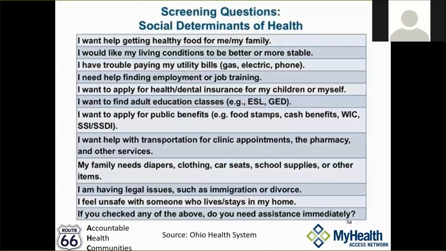Now, this is a slide from a health system in Ohio, and I highlight it because I think this is a great way to ask these questions. It's very actionable and clear, and if patients are asked questions in this way, they know what the answer is, and they can indicate any one of these they need. Everybody who sees this question being answered knows what to do in response to it. They know what is needed.